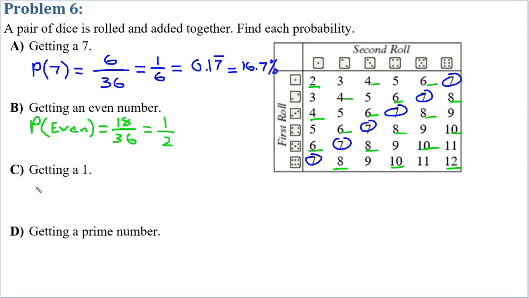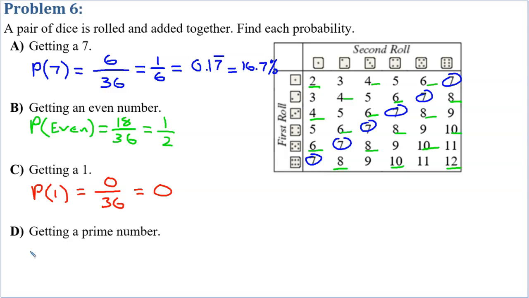All right, moving on. P of getting a 1. So we could say P of 1. Now on the dice here, notice there are 0 different ways I can end up with a 1. So it'd be 0 out of 36, or in other words, just a 0. Okay, so here's an example of something that has a 0 probability or a 0% chance of happening. If it's not even an option, okay, 0 divided by anything will give us a 0.